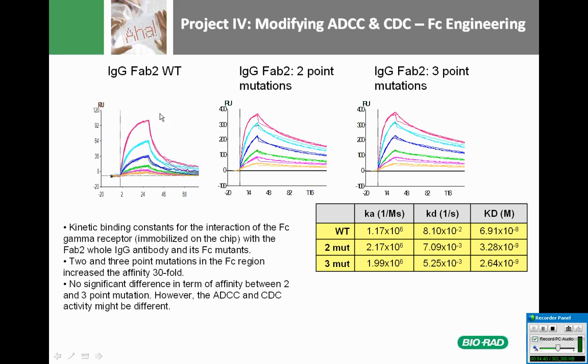So you can see here the wild type, and then the interaction of the 2-point mutation antibody and the 3-point mutation antibody, and one can see that both the 2- and 3-point mutation antibodies increased the affinity 30-fold, but there was no big difference between the 2- and 3-point mutations.